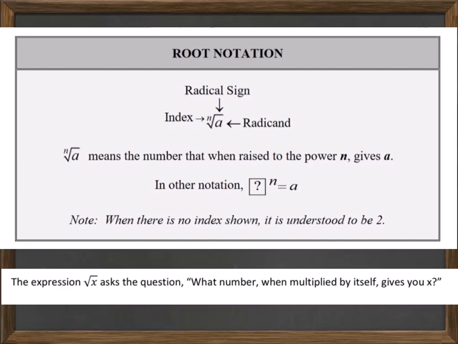Now you might be most familiar with seeing something that looks like this. How do we read that? Notice that there isn't any number up here. So we read that as the square root of 4. How do I know? Well, it says it right here. When there is no index shown, in other words, there's no number written right here, then the index is understood to be 2. So you're probably most familiar with seeing the symbol without any number up here.